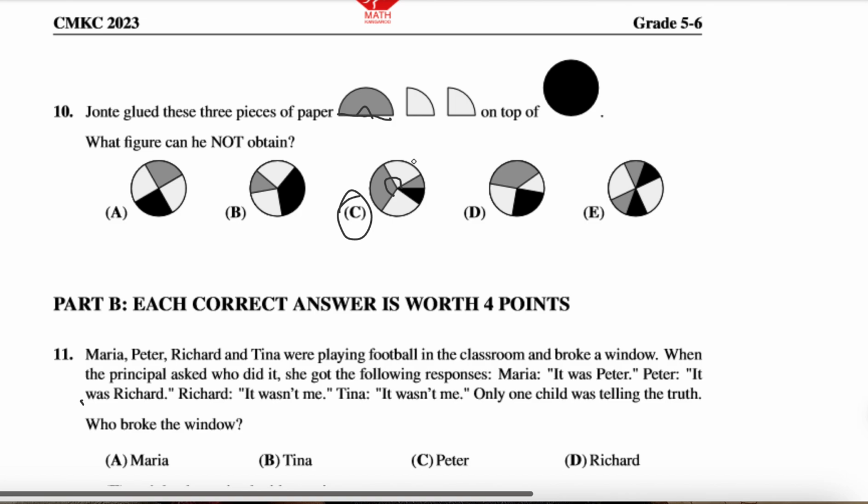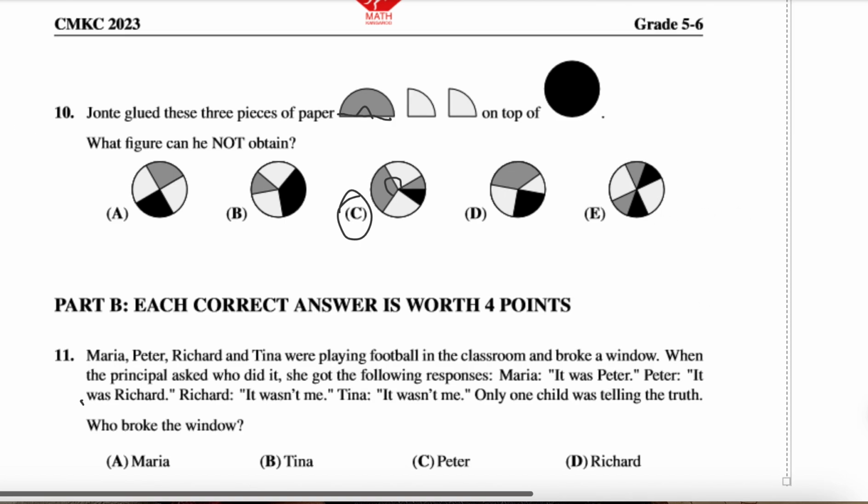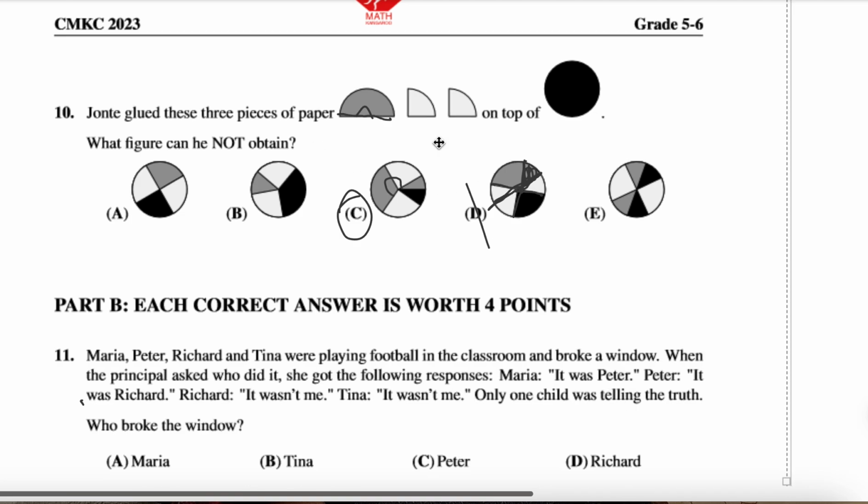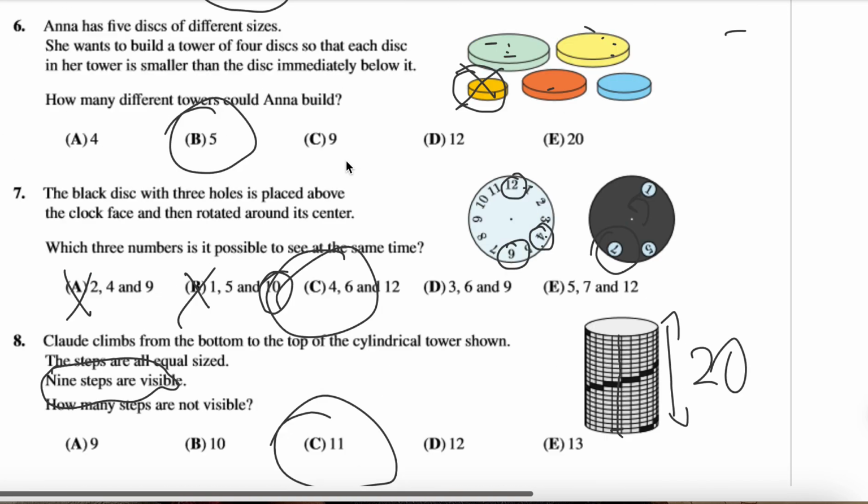So the wrong answers are A, B, D, E, because they're all possible. For example, let me just pick D. You put this one down first, so it would look like this. Now you put this one down, covering this part, and now you put this one down, covering this part. So D would be possible. So just like that, we found out that C is wrong. So part A is done.